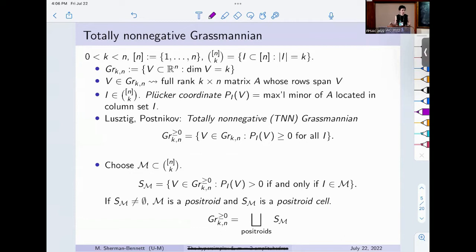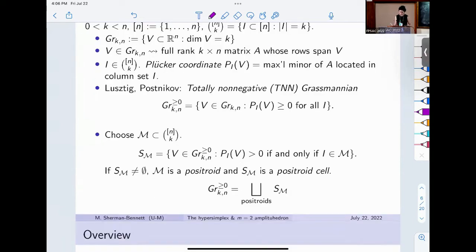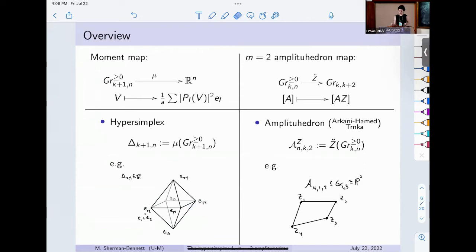Okay, so the two objects I will focus on for the remainder of the talk are images of the TNN Grassmannian under two different maps. And I apologize, this is actually a very unfriendly way to define the hypersimplex, but I'm doing it this way for the sake of analogy. So I will try to insert friendlier comments in the middle.